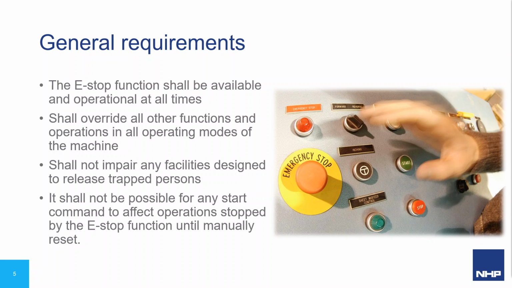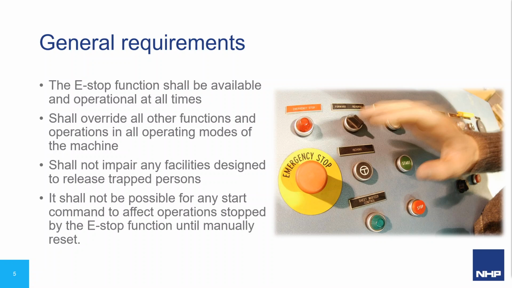General requirements for the emergency stop function are as follows. The e-stop function shall be available and operational at all times. So no matter what state or mode the machine is in, be it normal operation, configuration, maintenance, etc., if the emergency stop function is required by the risk assessment, it has to be available. This extends to where the operator might be located during these modes. If they are inside a robot cell performing configuration or programming, they need to have an emergency stop operator available to them inside as well as out.